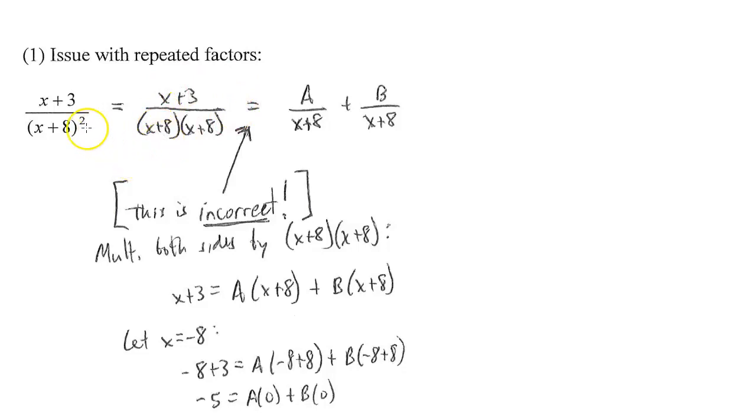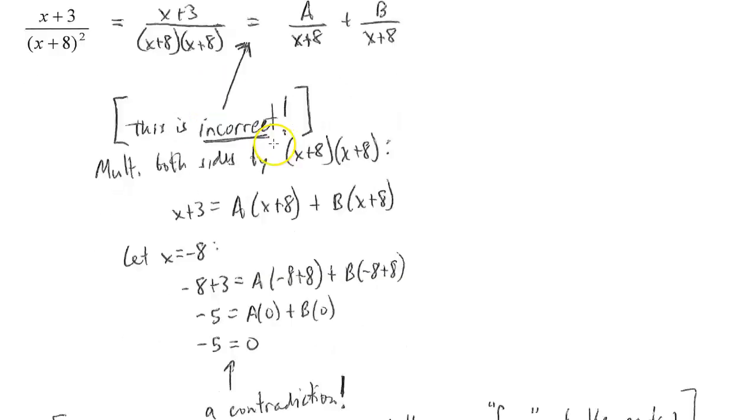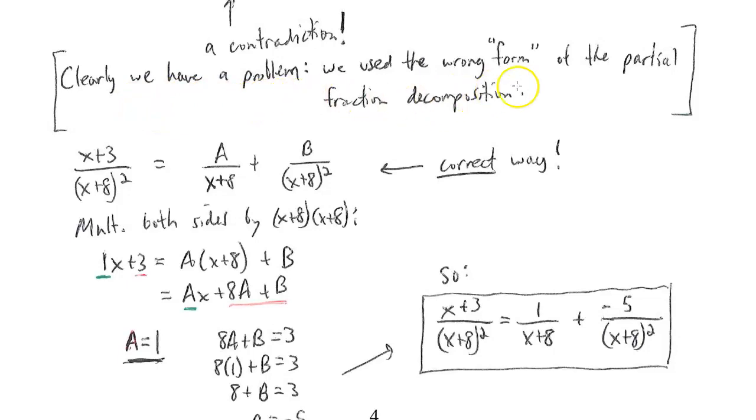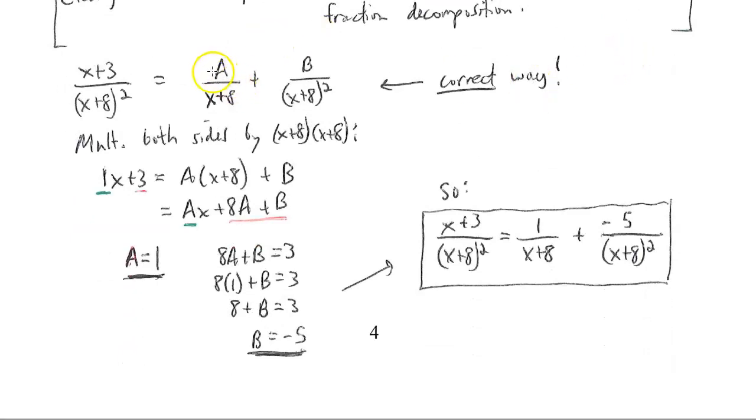So what was the issue? The issue was that we had a repeated factor here. It wasn't like it was x plus 8 times x minus 5 or something. It's x plus 8 times itself. So what do we do when we have a repeated factor? Clearly we have a problem. We used the wrong form of the partial fraction decomposition. The correct way to do it is a over x plus 8 plus b over x plus 8 squared. By the way, if this had been an x plus 8 cubed down here, in other words, x plus 8 times x plus 8 times x plus 8, the correct way to do it would be a over x plus 8 plus b over x plus 8 squared plus c over x plus 8 cubed.